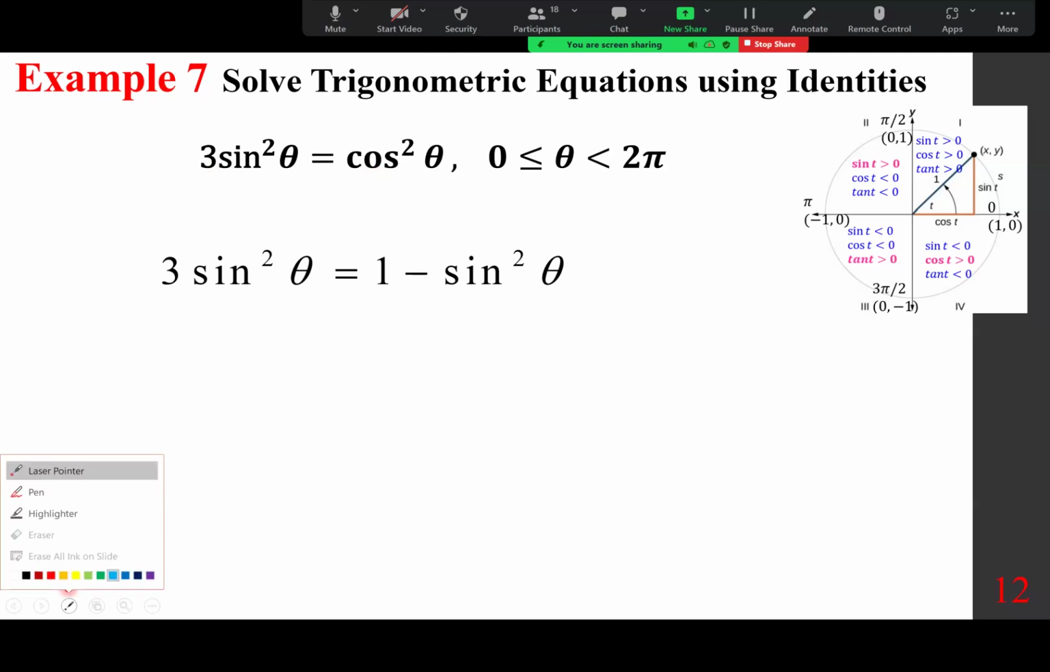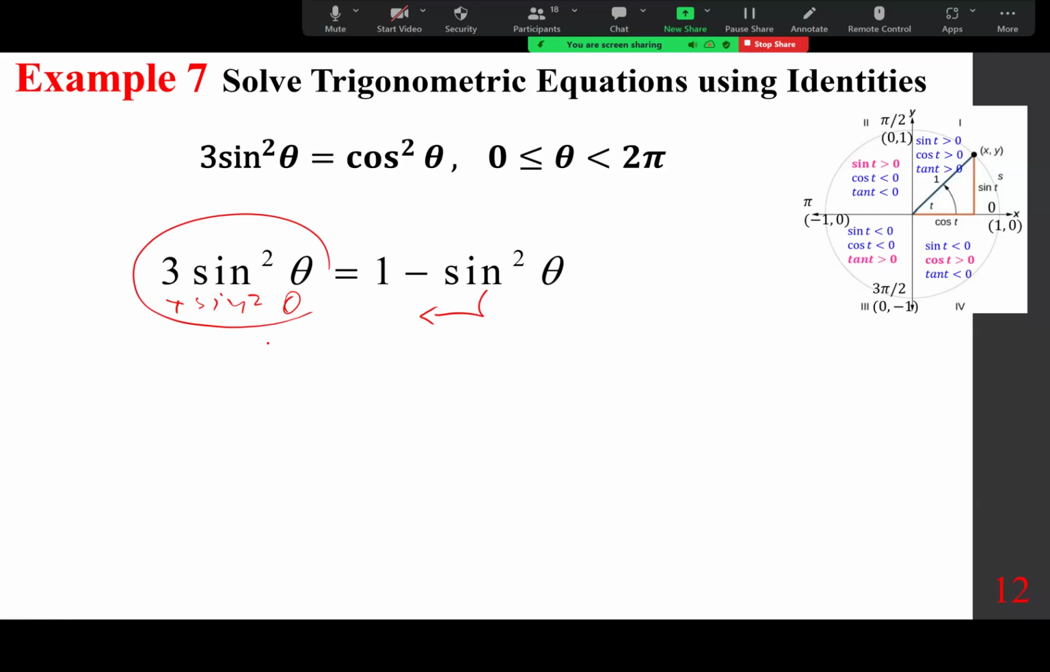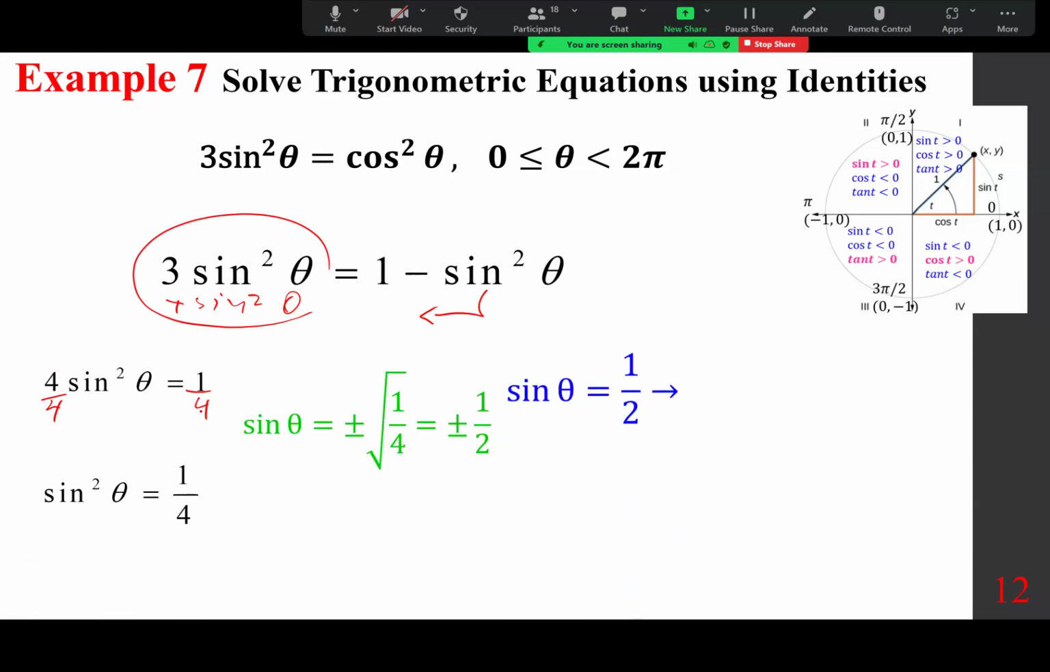And so we're going to move things around as follows. We are going to move this way, make it plus. And therefore, we have 4 of them. And so divide by 4. And take a root. So sine theta is plus or minus the square root of 1/4, or plus or minus 1/2.